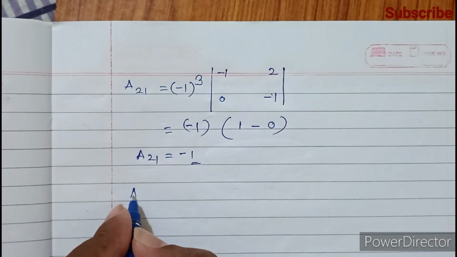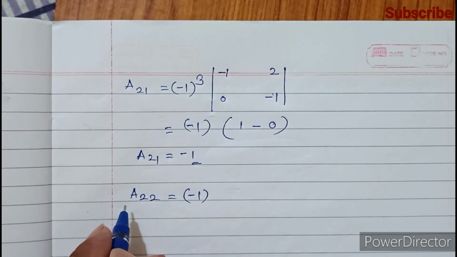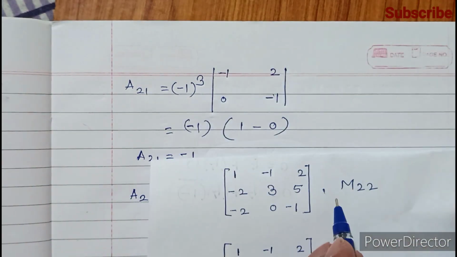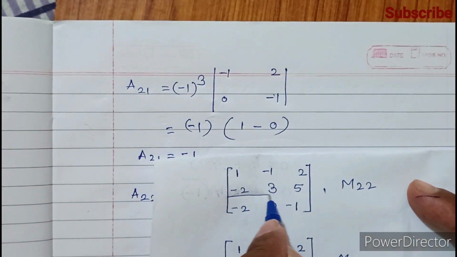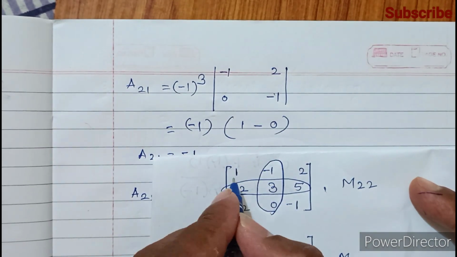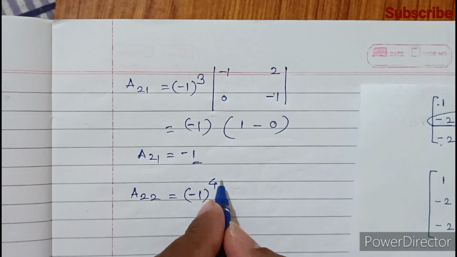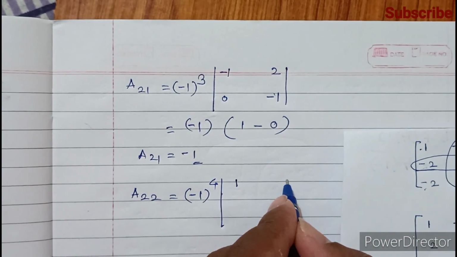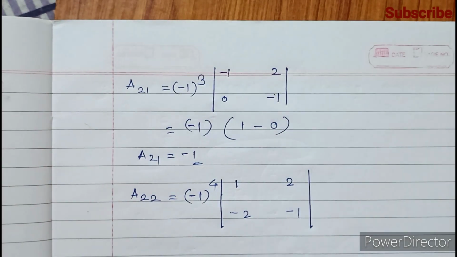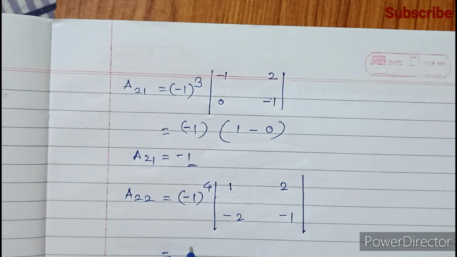The value of A22 will be equal to (-1)^4 into minor of A22. For the minor of A22, the second row and second column should be dropped. Here the remaining elements are 1, 2, -2, -1. So write down here 1, 2, -2, -1. Now that will be equal to (-1)^4, that is plus of 1.